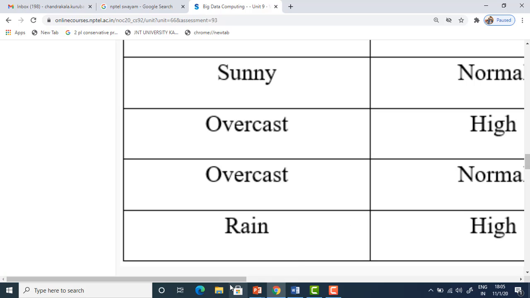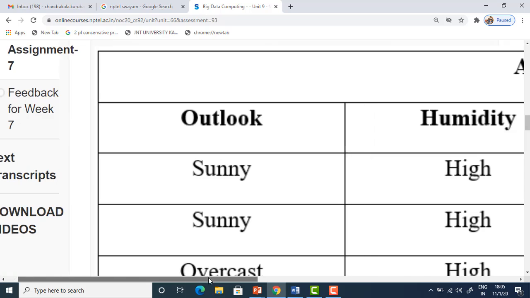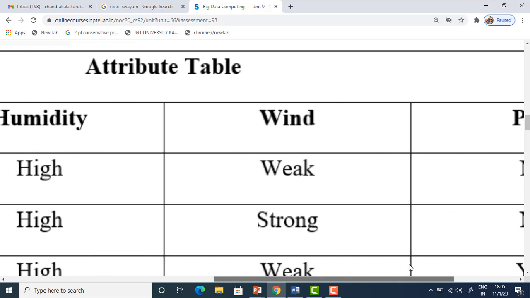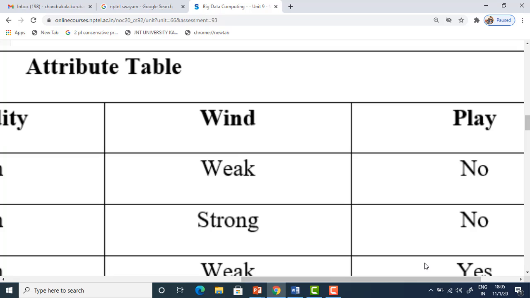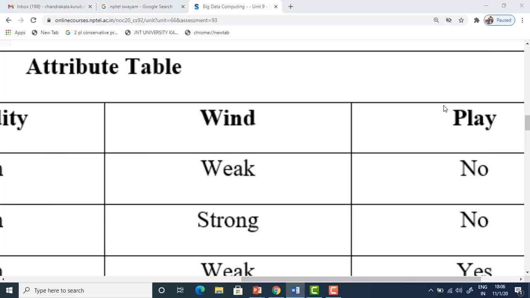If you observe, they have given 4 attributes in total: outlook, humidity, wind, and play. Play is the label. So the attributes are 3 and this is a label. Among the 3, which one will act as a pure subset, meaning which is the root node for this particular tree, they're asking. So I'm going to explain how to solve this problem now. Give me some time. I'll be opening the document which I prepared.